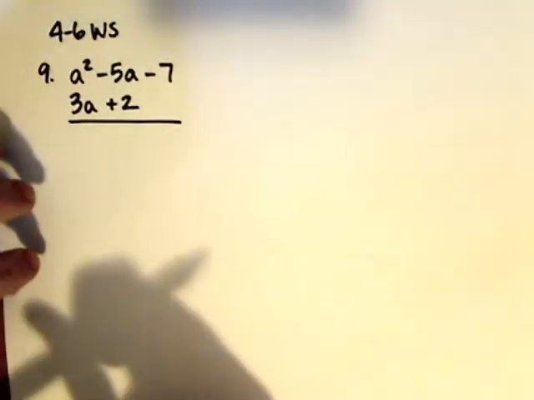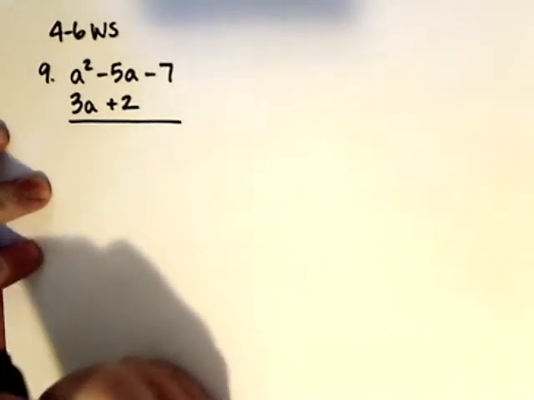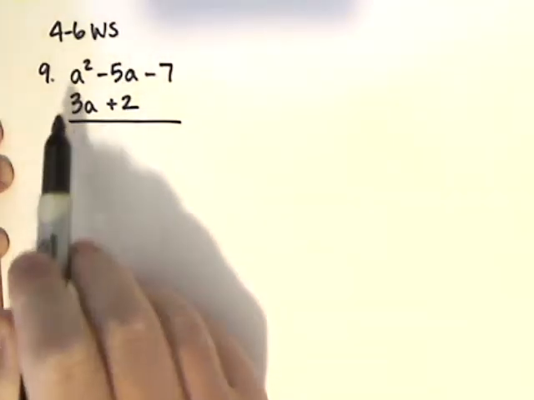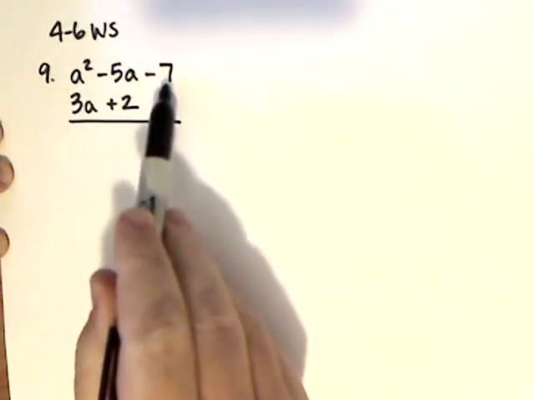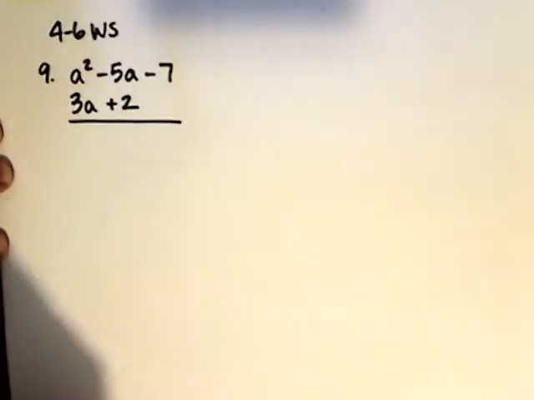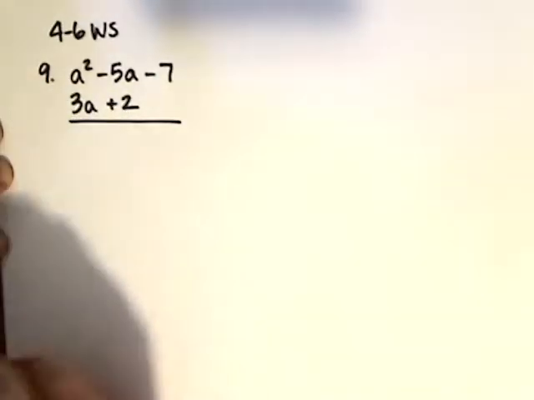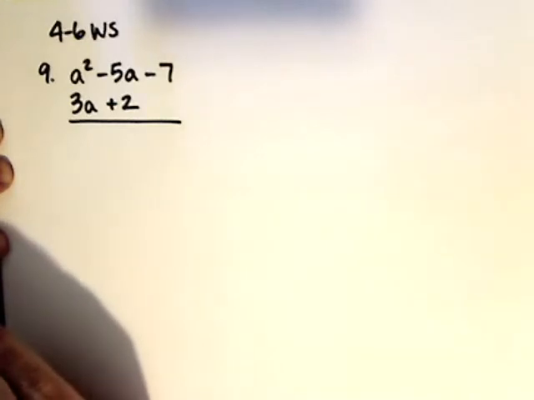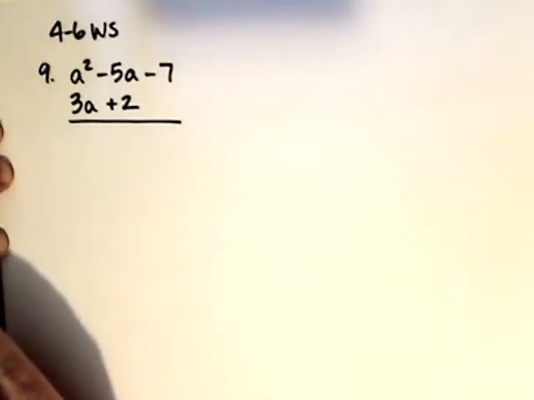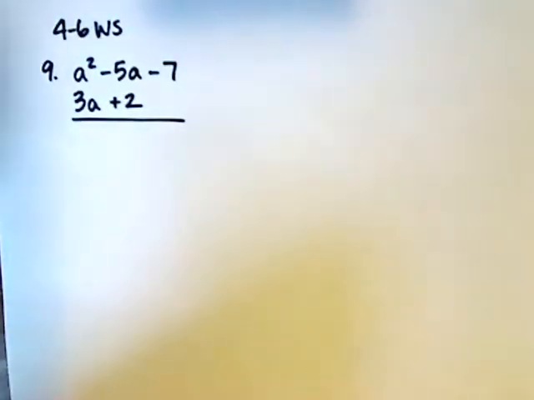Now we're going to look at number 9 from the 4-6 worksheet. What we're going to be doing on this problem is taking this trinomial up here and multiplying it by this binomial. And this one's arranged in a vertical format, which you might find easier than a horizontal format like questions number 21, 23, and 25 are arranged. If you want to take any of those, you could always arrange them in this vertical format if you wanted to.